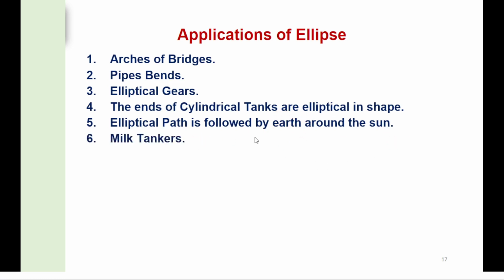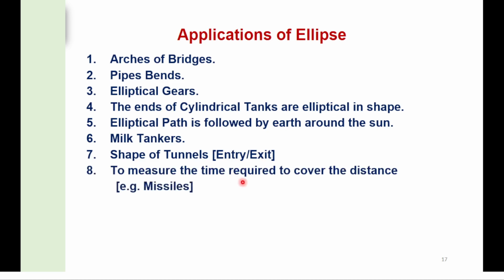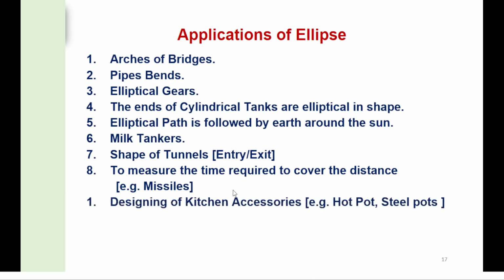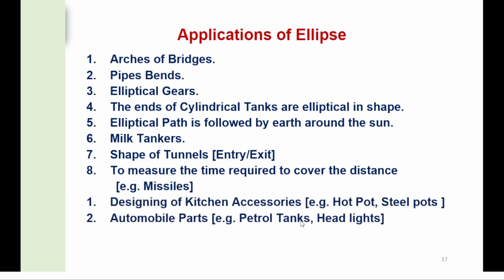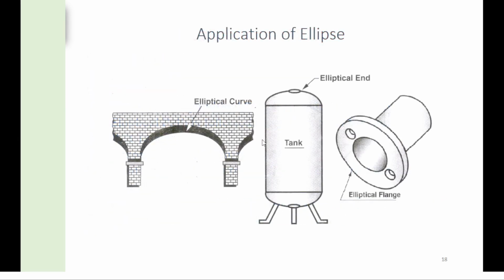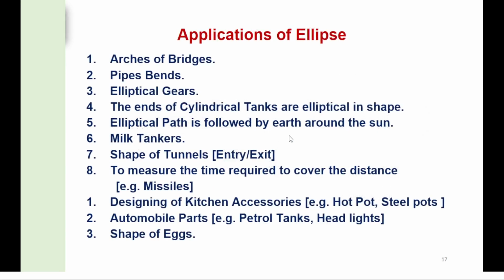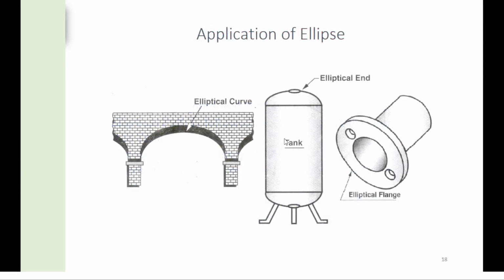Then the shape of tunnels, entry and exit points; generally we can say these are also semicircular. Also to measure the time required to cover the distance for missiles, and designing kitchen accessories. So these are the different shapes that are real life examples of the ellipse.